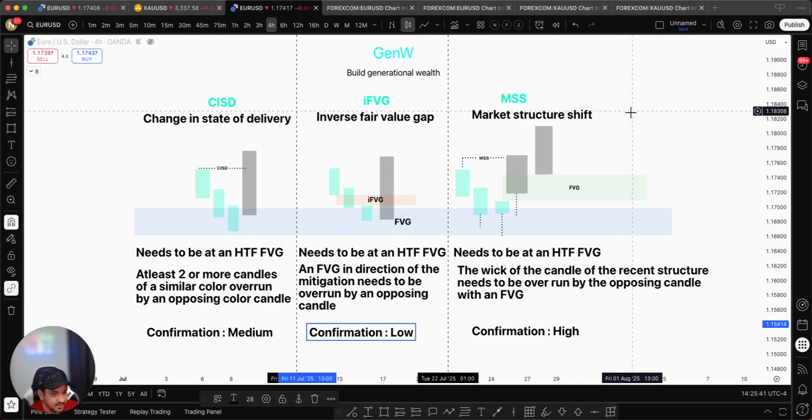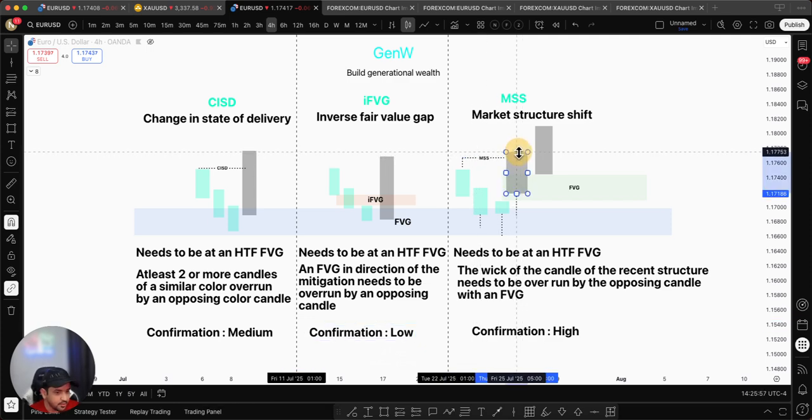The third entry model is market structure shift. This is one of my favorite entry models. I've built my career in trading through this entry model. Here you want the wick of this candle to be overrun by the body of this candle. The body should close above the wick of this candle. If there is no wick, then yes, it becomes a CISD, but in case there's a wick, you need to ensure that the wick is overrun.